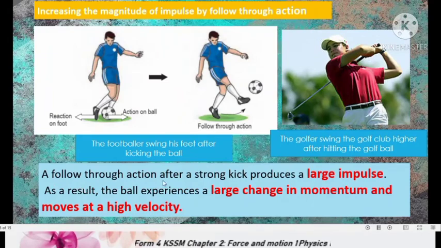A follow-through action after a strong kick produces a large impulse, or large change in momentum. As a result, the ball experiences a large change in momentum and moves at a high velocity. So the ball can be kicked further. Same thing with the golf ball.